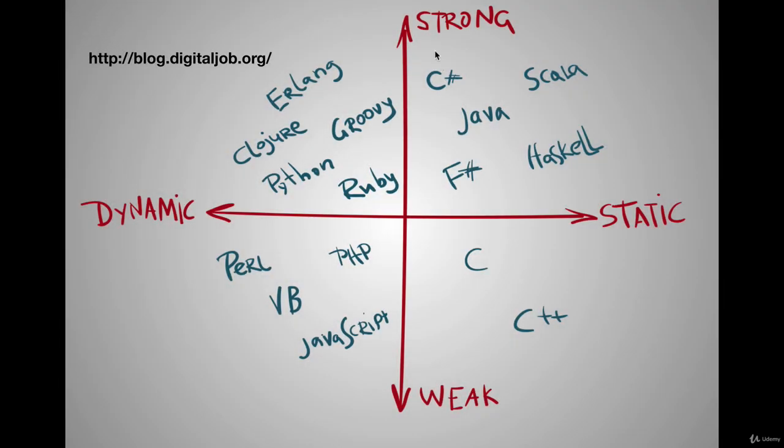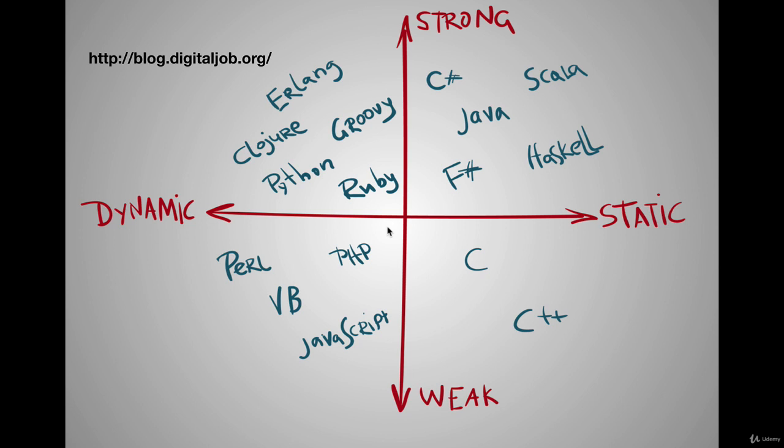Let's talk about strong and weak typing. A lot of people tend to use these terms interchangeably. That is, they tend to say, oh, a dynamic language is weakly typed and a static language is strongly typed, which simply isn't the case. As you can see here on the graph, you can have a weak language that is statically typed and a strong language that is dynamically typed.